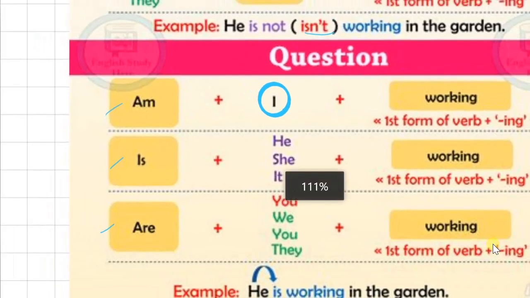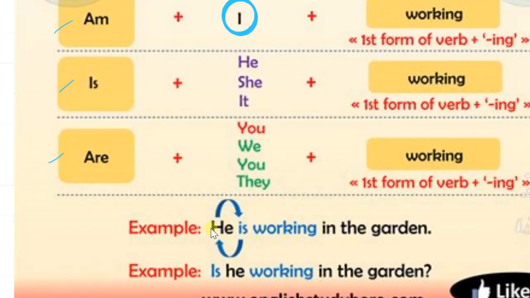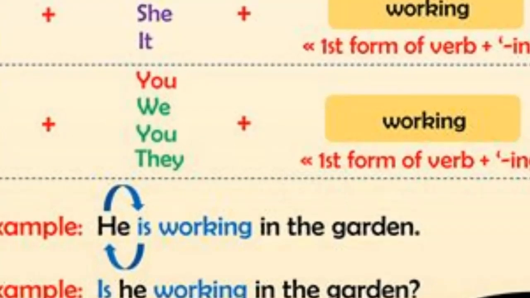Let's look at the example. If you are trying to ask a question about a person, male, he is working in the garden. This is how the question would sound. Is he working in the garden? Take a closer look. He is working. Is he working? That's how you construct a question form of present continuous.